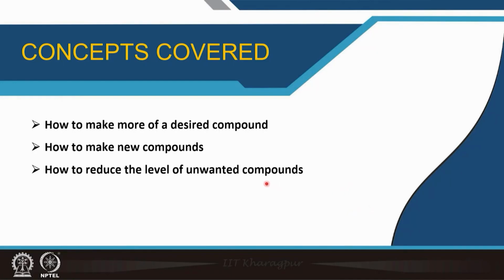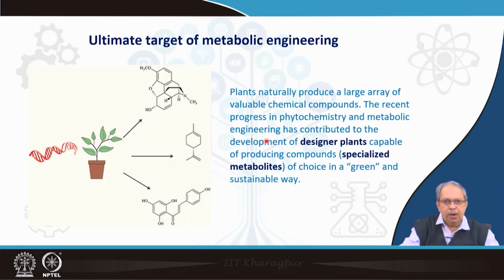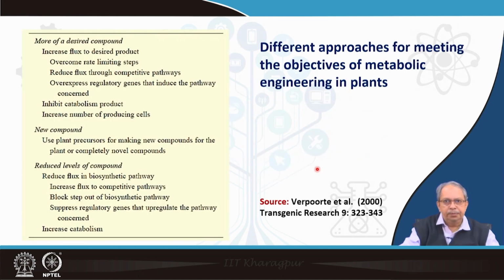The concept covers how to make more of a desired product, how to reduce the level of unwanted compounds, and how to make new compounds through metabolic engineering. The ultimate target of metabolic engineering is basically to produce designer plants which are capable of producing the compounds of interest in a green and sustainable way. So, let me show you the different approaches for meeting the objectives of metabolic engineering.